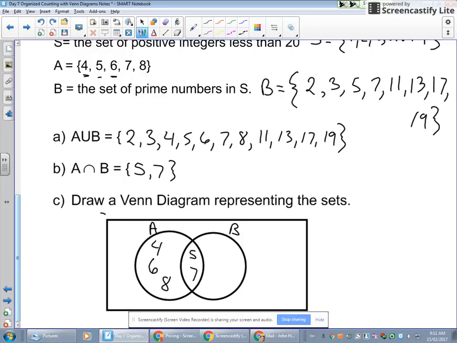1 is in neither, so I'm going to remember S is our universal set. So 1 is on the outside, 2 is inside of B, 3 is inside of B, 4 is in A, 5 is in both, 6 is in A, we've already done that, 7 is in both, 8 is in A, 9 is in neither, 10 is in neither, 11 is in B, 12 is in neither, 13 is in B, 14 is in neither, 15 in neither, 16 in neither, 17 is in B, 18 is in neither, 19 is in B. I literally was counting through that whole set from 1 to 19 and just checking to see where each one was.